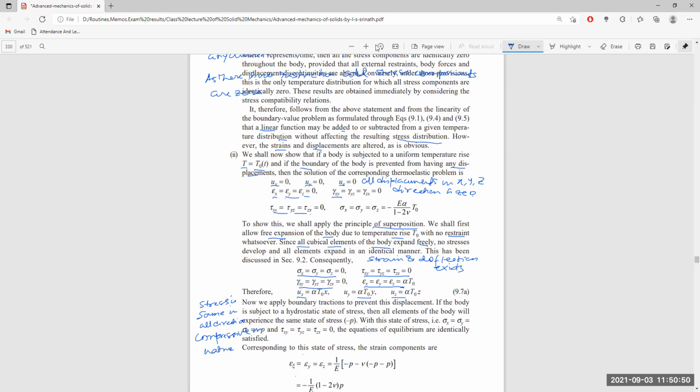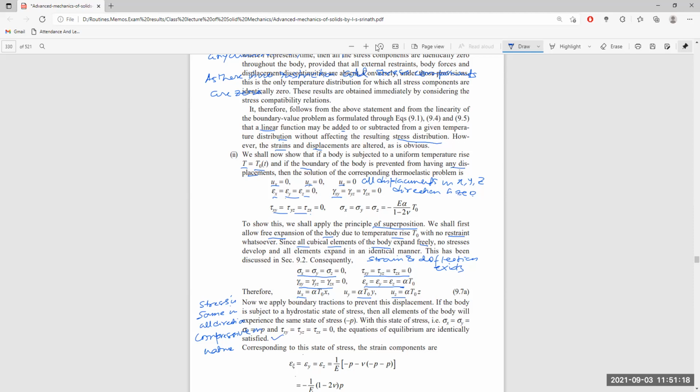So with this kind of stress, all of sigma x, sigma y, sigma z, and tau xy, tau yz, tau zx are equal to 0. The shear stresses are zero in the x, y, and z directions. So the equations of equilibrium are identically satisfied accordingly.